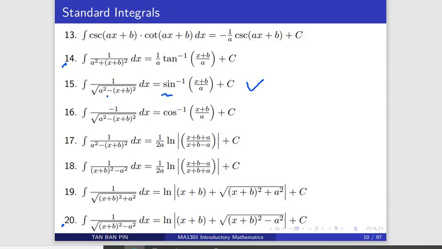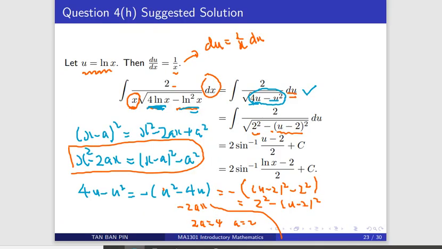Formula 15 will give you sine inverse. What you have is 1 over square root of 2 squared minus (u minus 2) squared, right? So it should give you sine inverse of (u minus 2) over 2. There's a 2 on top. So it's 2 times sine inverse of (u minus 2) over 2. Then you just replace it back by ln x. So the final answer is just 2 sine inverse of (ln x minus 2) over 2 plus c.